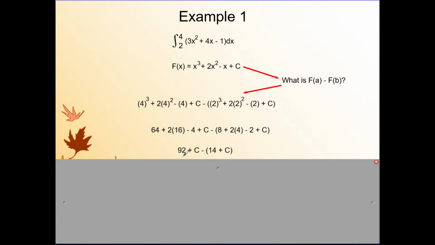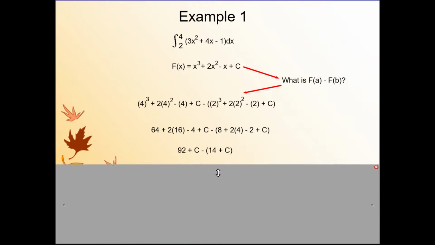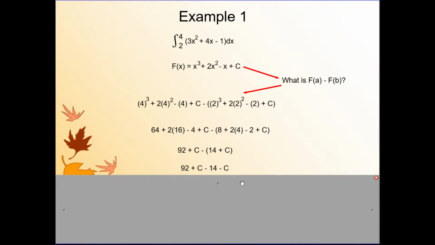So now we have 92 plus c minus the quantity 14 plus c. So we want to distribute this negative sign to both the 14 and the plus c. So we'll have 92 plus c minus 14 minus c. So you can see here that the c's cancel out. And actually I'm going to do that in red here. The c's should cancel out.